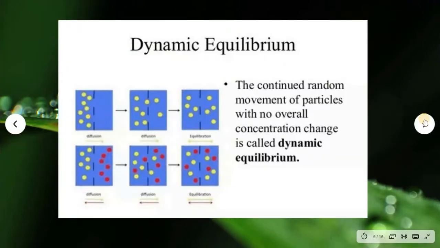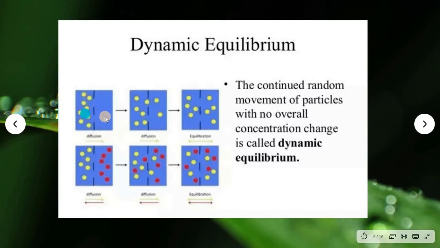What do we mean by dynamic equilibrium? Just now I already talked about the dynamic equilibrium, right? So what is a dynamic equilibrium? Dynamic equilibrium refers to the continuous random movement of particles with no overall concentration change. That is referred to as the dynamic equilibrium. Let's take a look at the example. So this refers to two types of solution.